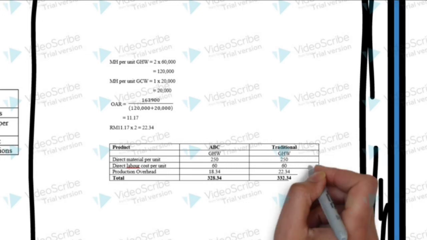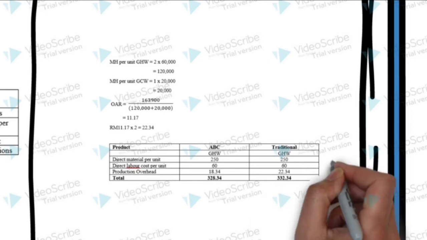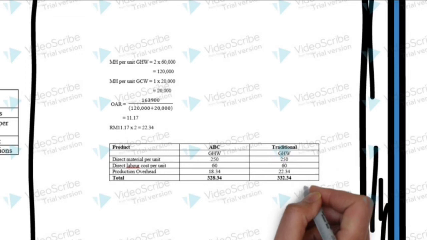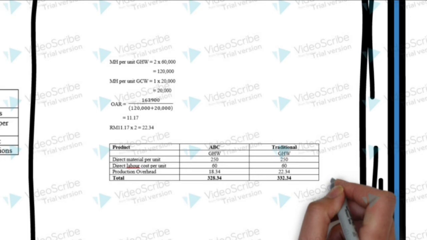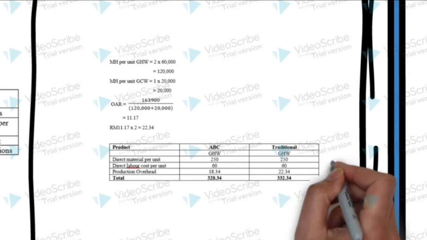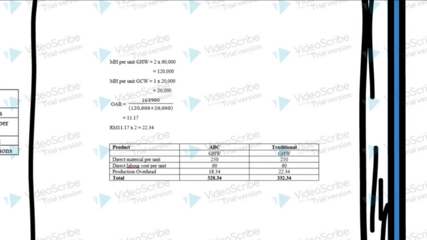Next is the comparison between ABC and traditional method. For product GHW, ABC method, direct material per unit is 250, direct labor cost per unit is 60, production overhead is 18.34, and the total is 328.34. For traditional method GHW, direct material per unit is 250, direct labor cost per unit is 60, production overhead 22.34, and the total is 332.34.